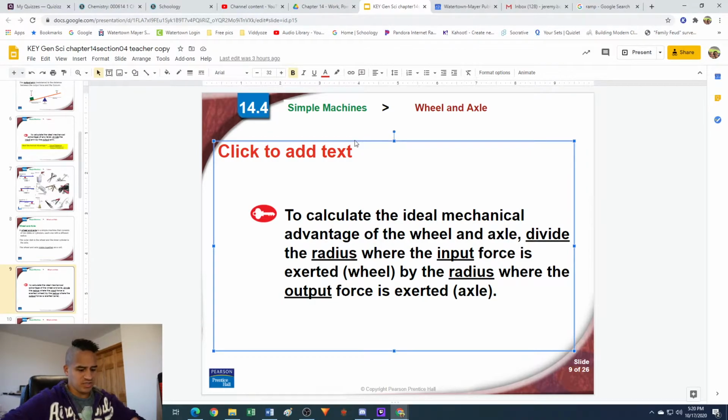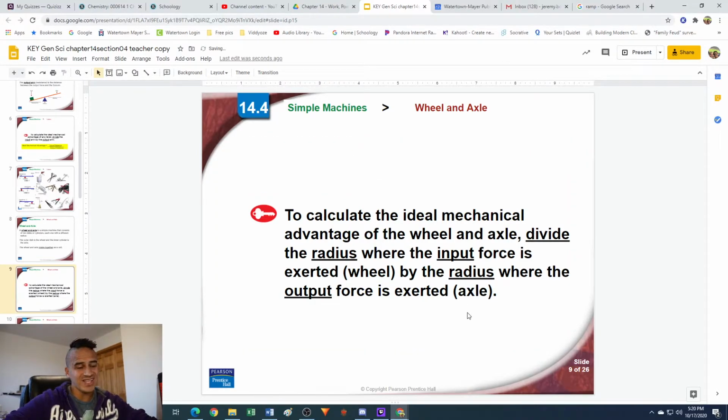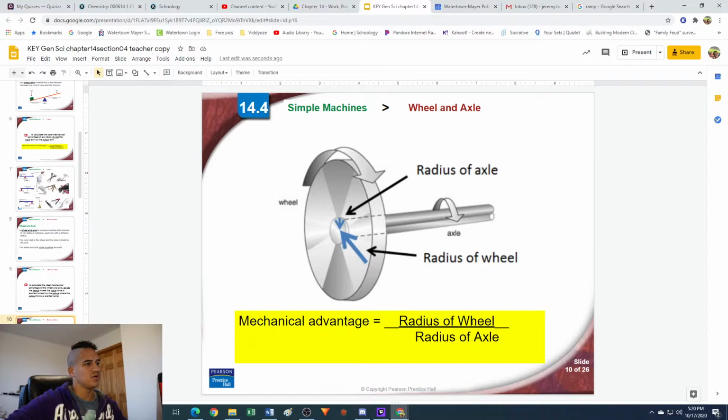To calculate our ideal mechanical advantage for a wheel and axle, we're going to divide the radius where the input force is exerted. So we're going to basically divide the radius of the wheel by the radius of the axle, okay? So you have the two different sizes, and you're going to divide those two. And again, there's a picture here that shows this. So to find the mechanical advantage of our wheel and axle, we take the radius of the wheel, so from the middle all the way to the edge, that's the radius, and divide that by the radius of the axle, which is usually a lot smaller, okay?